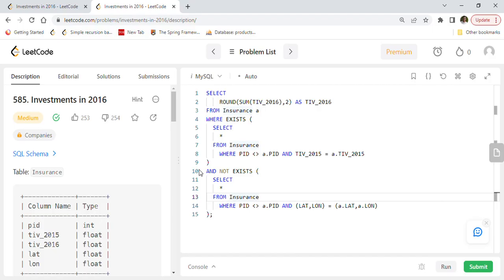The important things to note here are that we have used the sum function and the round function. We have used two different important clauses, right? Where exists and where not exists, right?